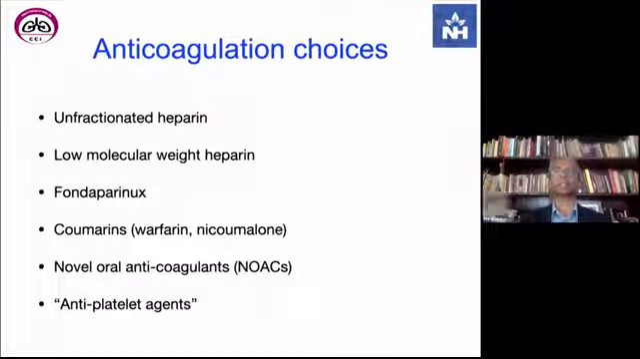You have several different choices for anticoagulation, and especially after the arrival of the direct oral anticoagulants or the novel oral anticoagulants, NOACs, we have a wide choice. Unfractionated heparin, low molecular weight heparin, fondaparinux, the coumarins, the novel oral anticoagulants, and antiplatelet agents, which are used only when there is an impossibility of using heparin.